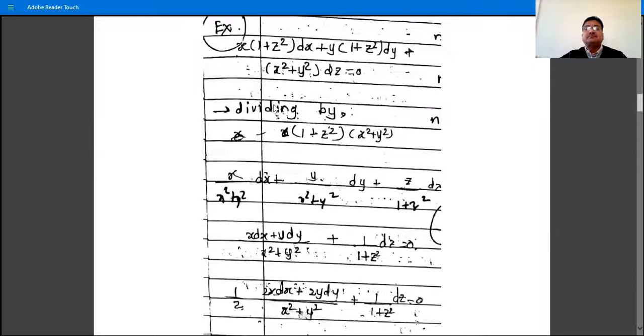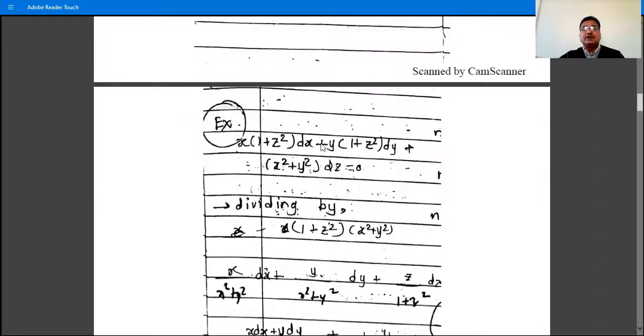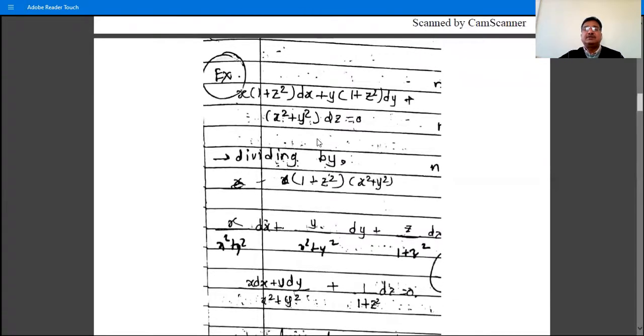So next example of the same type: x (1 plus z square) dx plus y (1 plus z square) dy plus (x square plus y square) dz is equal to 0. So first show the differential equation is exact, is integrable, by showing x bar dot curl x bar is 0. That part is for homework.